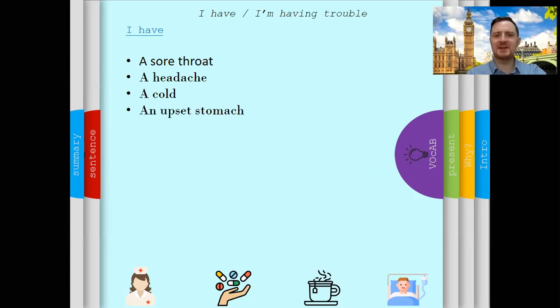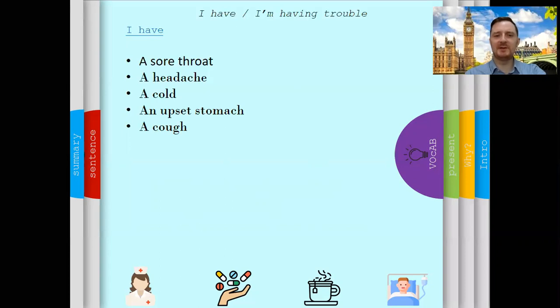Okay, an upset stomach. An upset stomach. Again, we do not say "stomach ache", no. An upset stomach. Okay, so this is if you feel maybe sick in your stomach, like you will vomit, or your stomach is sore or something like that.